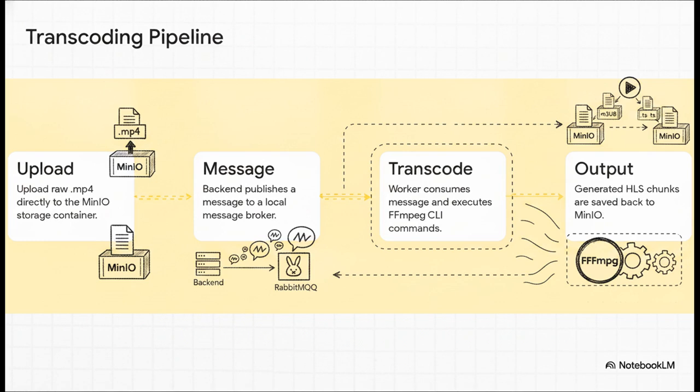First, the client uploads their raw MP4 directly to your MinIO container using a pre-signed URL. That single action triggers your backend to instantly publish a message to a local broker, something like RabbitMQ. Then, a background worker container silently picks up that message and runs the heavy FFmpeg CLI commands to generate an adaptive bitrate ladder. Once it's done, it saves those HLS chunks, the tiny playlist files and video segments that make streaming possible, right back into MinIO. The beautiful part? Your main API never skips a single beat.